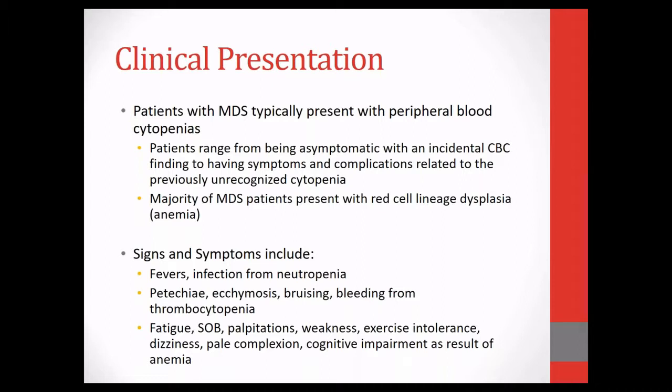Signs and symptoms include fevers or infection from neutropenia or a low white blood cell count, petechiae, ecchymosis, bruising or bleeding from thrombocytopenia or a lowering of platelet counts, and fatigue, shortness of breath, palpitations, weakness, exercise intolerance, dizziness, pale complexion, or cognitive impairment as a result of anemia or low hemoglobin.